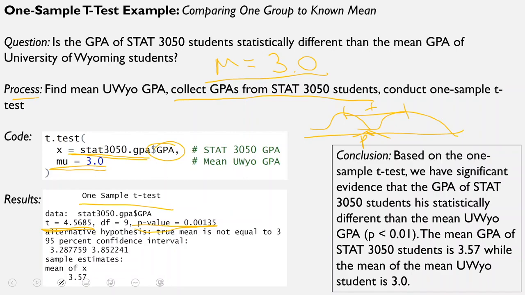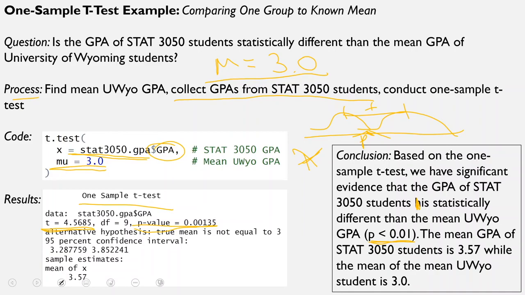So that's fine. So we would come back over here to the conclusion, take what we want out of the results and say, based on the one sample t-test, we have significant evidence that the GPA of Stat 3050 students is statistically different than the mean of UW, right? And then we would say the p-value. In this case, it's kind of convention just to do less than either 0.05 or 0.01, depending on how small it is. In this case, it's 0.001. So we just say it's less than 0.01. That's fine. And then we have a little interpretive sentence saying the mean GPA of Stat 3050 students is 3.57, while the mean of UW is 3.0. Okay. So that's pretty much that, right?